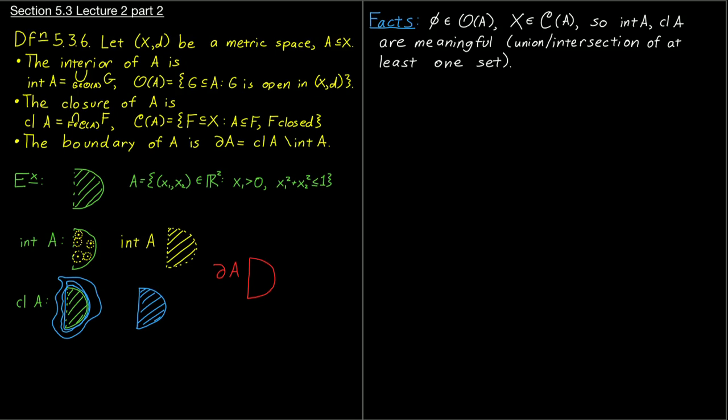Here's another fact, that the interior of A is a subset of A. The interior of A is a union, but everything you're unioning up is a subset of A. Therefore, their union has to be a subset of A. There can't be anything that's not in A. And then your closure is an intersection, but every set you take an intersection of contains all of A. So necessarily the closure contains A.